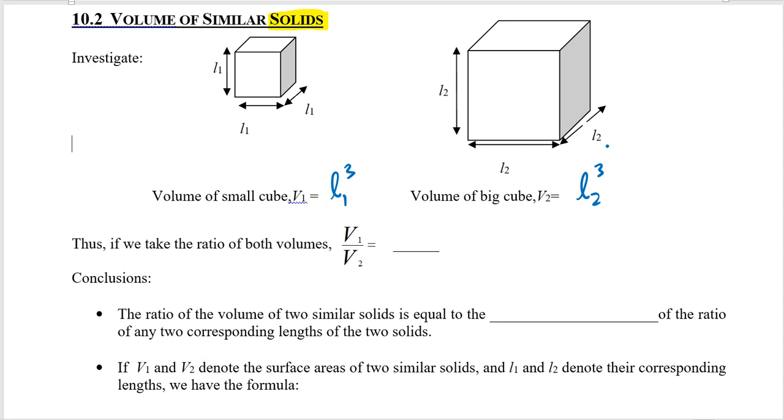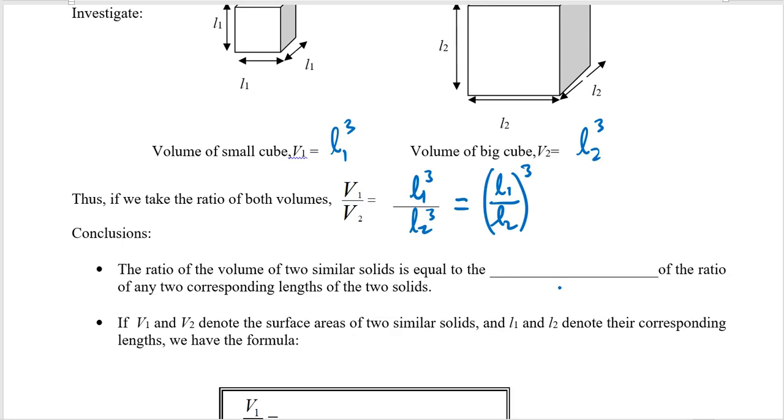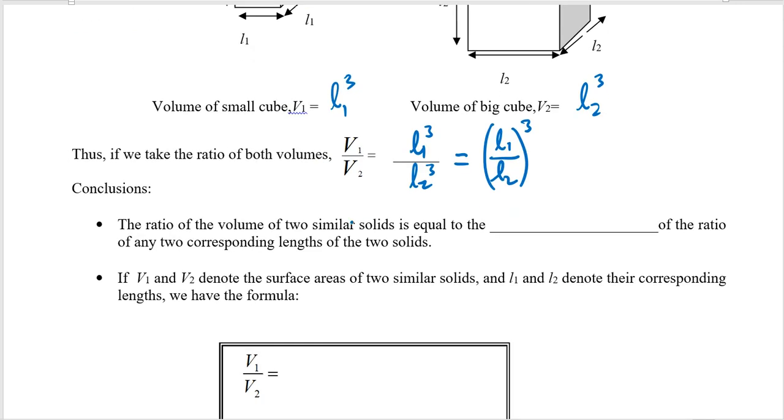If we take the ratio of both the volumes, we will get L1 cube over L2 cube. I can also take out the cubes and rewrite this as L1 over L2 bracket cube. To conclude, the ratio of volume of similar solids, it has to be similar, is equal to the cube of the ratio of any two corresponding lengths of the two solids.